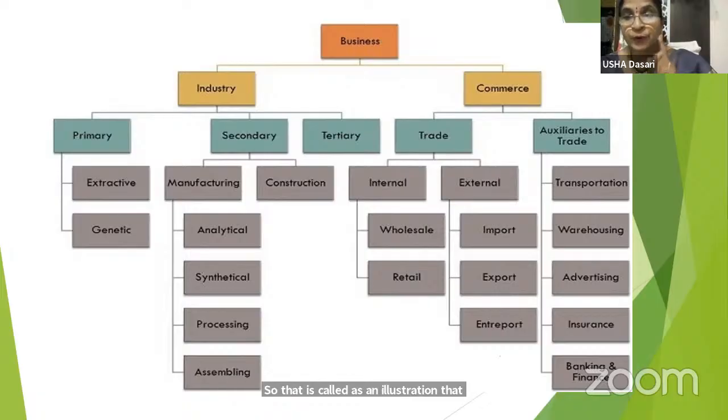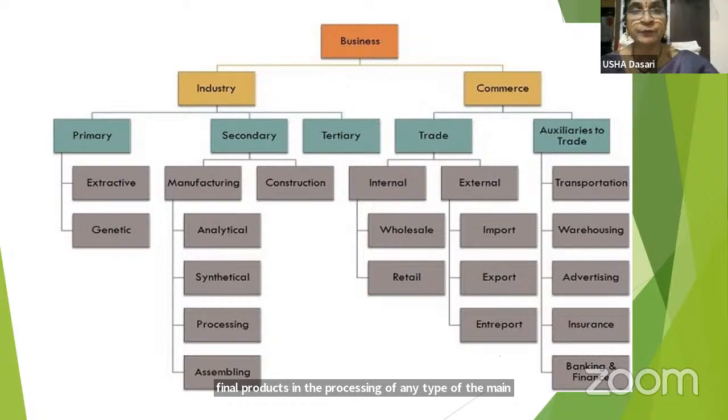That means a product will be analyzed and many products are received as the final products in the processing of any type of main product, for example, crude oil. Secondly, it is the synthetical industry. In this industry, many raw materials are brought together in the manufacturing process to make a final product. For example, soap making, paints, cement, etc. All these are synthetic industries.